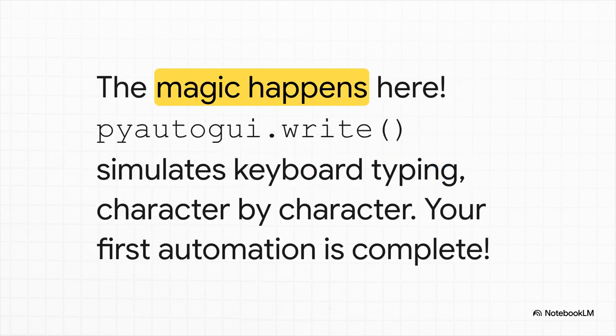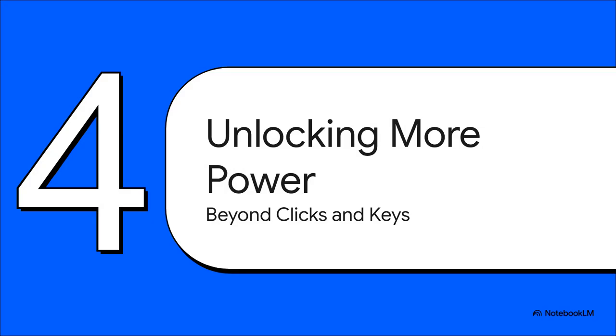And now for the main event. We bring in our AutoIT library. The write function does exactly what it says on the tin. It simulates typing on your keyboard, 1 character at a time. With just this single line, your script can type out anything you want. And, just like that, you've automated your first task. How cool is that?